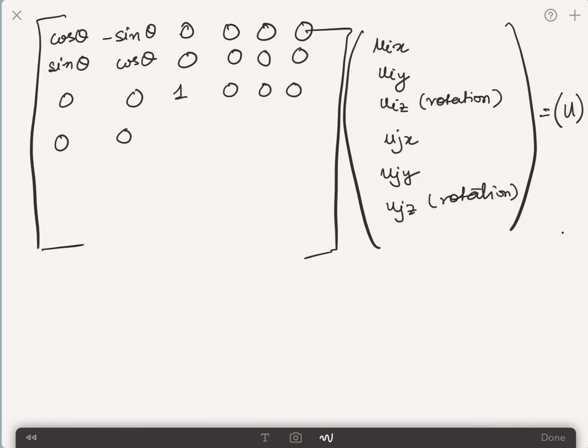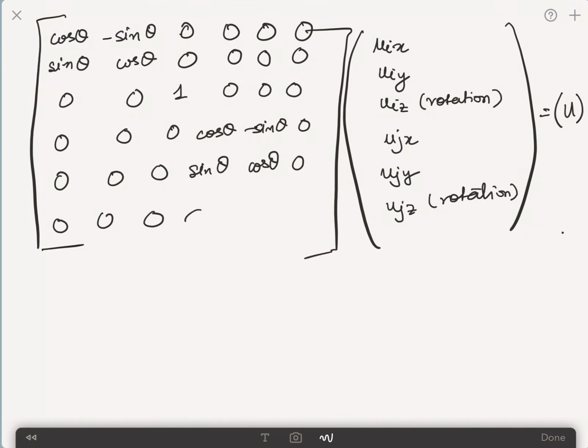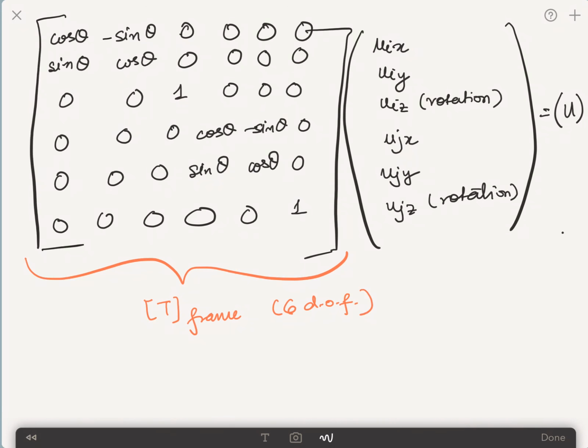Then you have the next node, and here you will have cos theta, minus sin theta, 0, sin theta, cos theta, 0, and in the same way it won't change anything for UJZ, so we just add a 1. So this becomes our new transformation matrix T for a frame element, where you have 6 degrees of freedom in the system: 1 axial degree of freedom, 1 transverse degree of freedom, and 1 rotation at each node of the element.